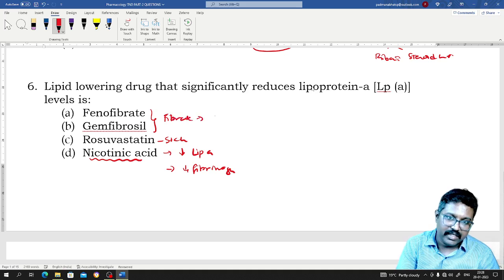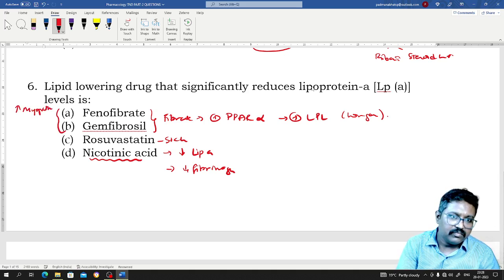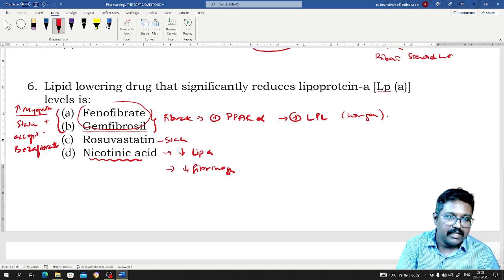They basically act by activating the peroxisome proliferator activated receptor alpha and stimulate the lipoprotein lipase. So these are longer acting drugs because of their prodrug nature, and please remember that there is an increased risk of myopathy if you are combining fenofibrate as well as gemfibrozil with the statins. Exception is bezafibrate, whereas all other fibrates are going to cause the increased risk of myopathy if administered along with the statins.